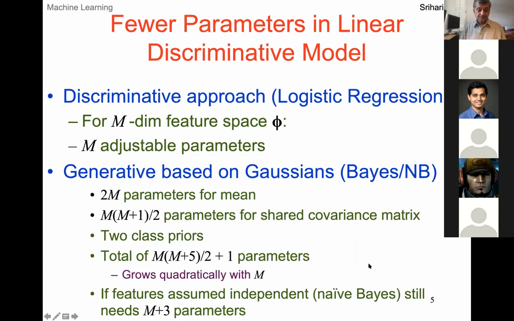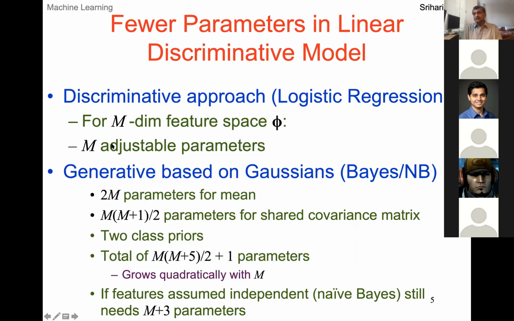So the total number of parameters is m times m plus 5 over 2. They just added these terms, 2m plus m times m plus 1 over 2 plus 2, which gives you this expression, which has a quadratic term that grows quadratically with m. If features are assumed independent, naive Bayes still needs m plus 3 parameters. So if you assume the features are all independent, then you need only order m plus 3, just like the discriminative approach needs m.